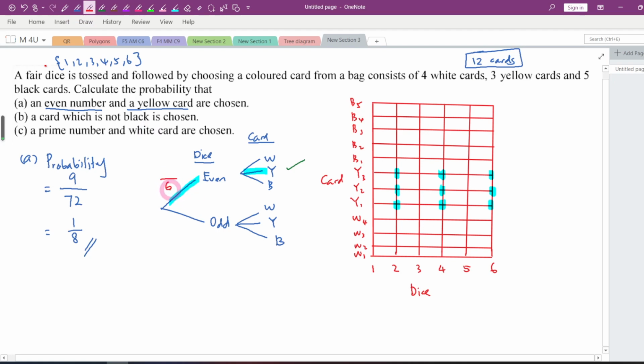Why do I write 6? Because there are 6 possibilities for a dice, 1, 2, 3, 4, 5, 6. So how many even are there? 2, 4, and 6, right? 3. Okay, so yellow color. Let me write the probability over here. So we have 12 cards. Among the 12 cards, there are 3 yellow cards. So what I need to do, just take this one, multiply by this one. 3 over 6 times 3 over 12. Okay, this one, you can simplify it.